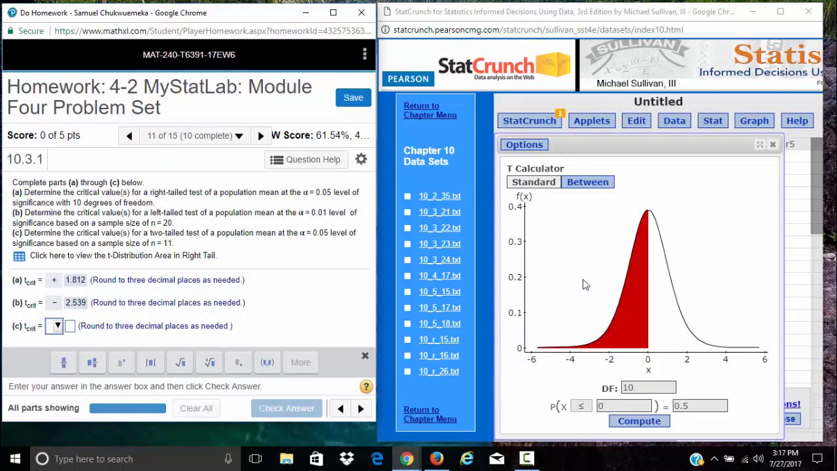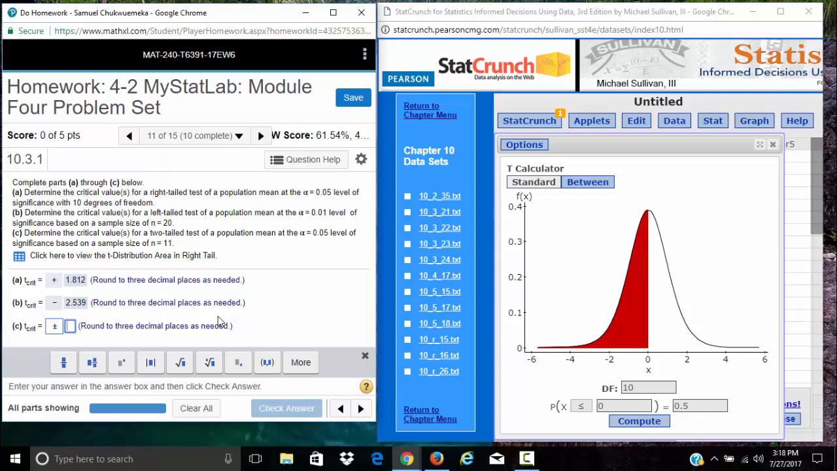C, determine the critical T for a two-tailed test of a population mean at a 5% level of significance based on a sample size of 11. When you have a two-tailed test, it could be less than or it could be greater than. I want you to note at least two things here. Number one, the values could be plus or minus.